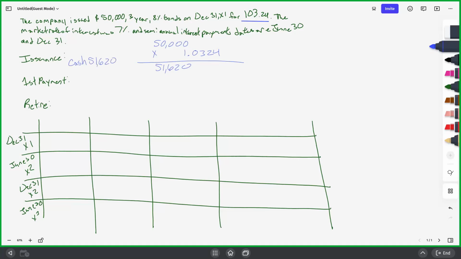Cash is always going to be the number that you get. What's going to be our bond payable? 50,000. This is for the journal entry? Yep.